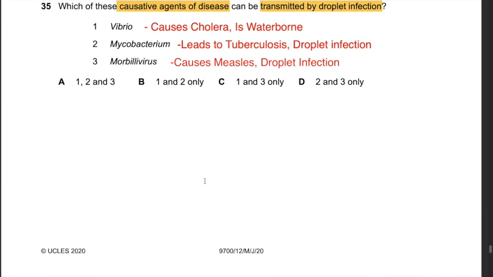Question 35. Which of these causative agents of disease can be transmitted by droplet infection? 1. Vibrio. Vibrio leads to cholera. 2. Mycobacterium leads to tuberculosis. And option 3, morbillivirus, leads to measles.